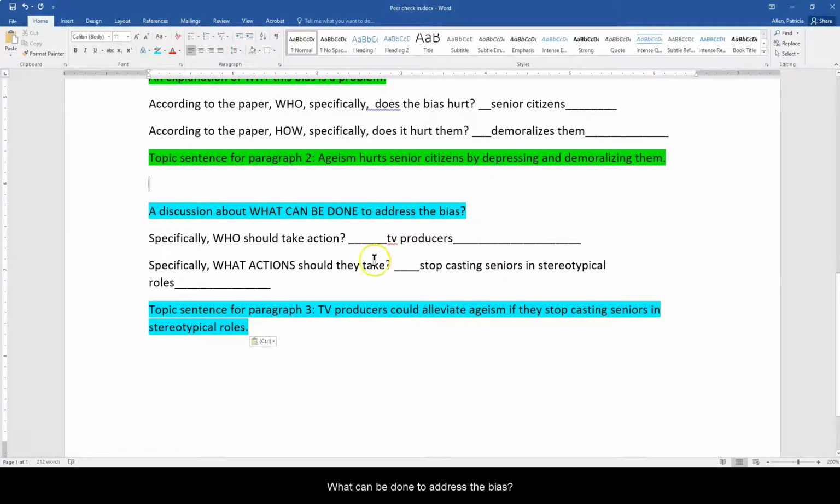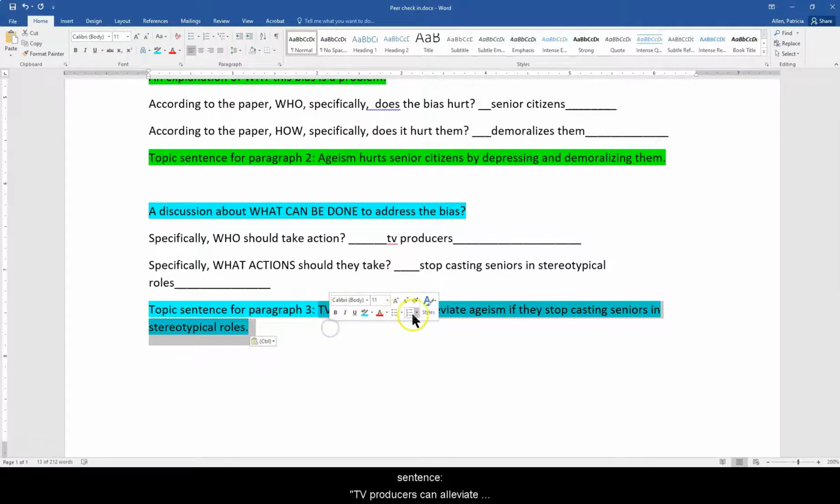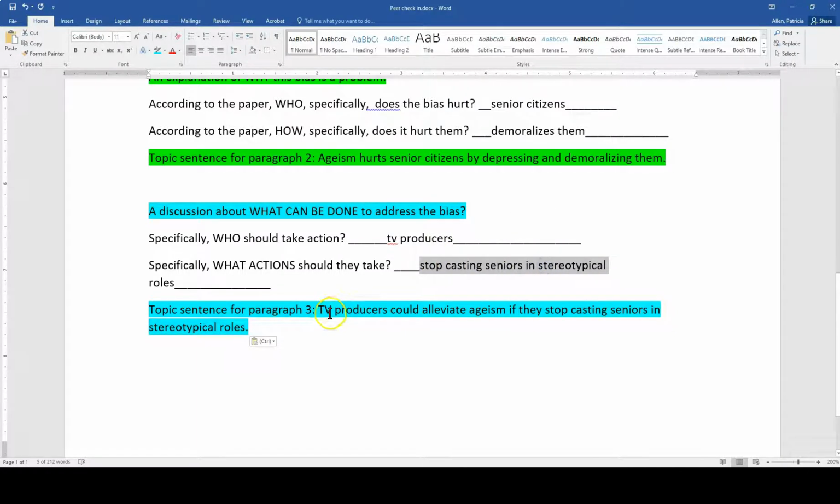Here's the third one. What can be done to address the bias? So I have to talk about who can do something and what they can do. So here's my third topic sentence. TV producers can alleviate ageism if they stop casting seniors in stereotypical roles. So there's the TV producers. Here's what they can do. And those two ideas are combined together in one topic sentence for my paper.